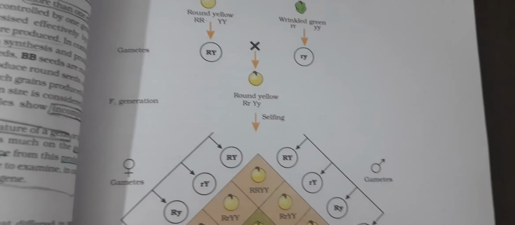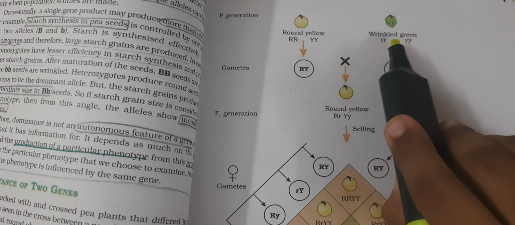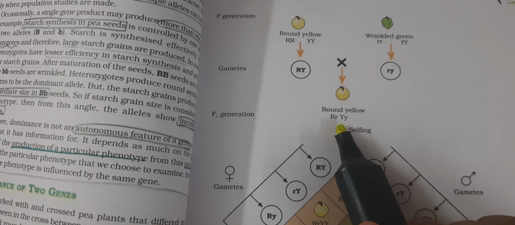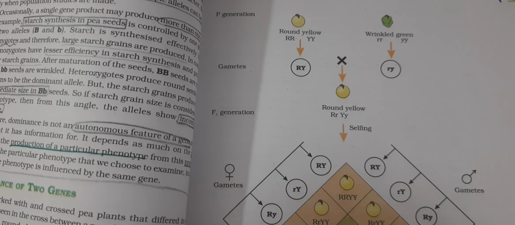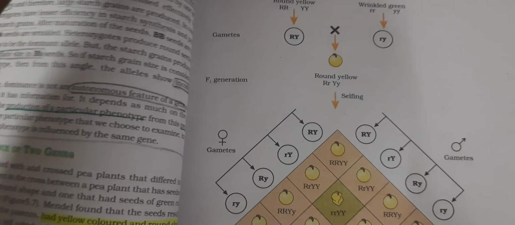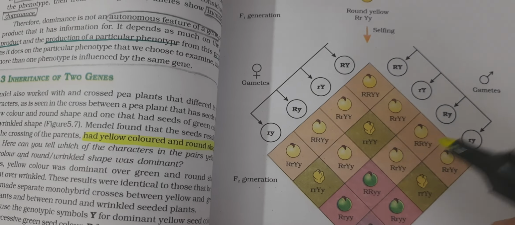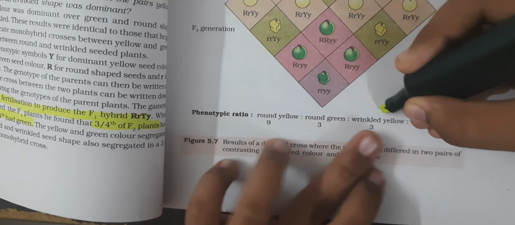So we have the image over here. What can we see? We have the P generation. We have round yellow and wrinkled green, which gives round yellow, but the genotype changes. The F1 generation on selfing gives such a table. This is the Punnett square. It gives a 9:3:3:1 ratio. So here is the ratio: round yellow, round green, wrinkled yellow, wrinkled green, 9:3:3:1.